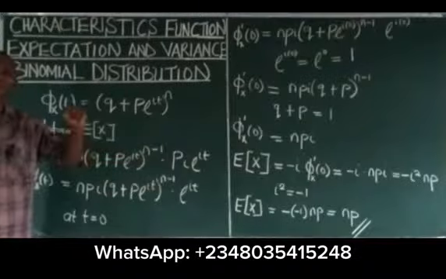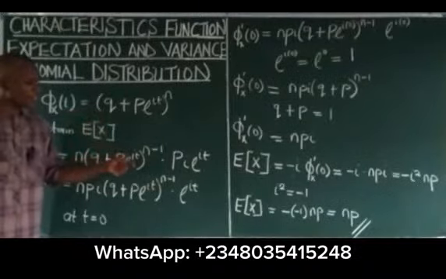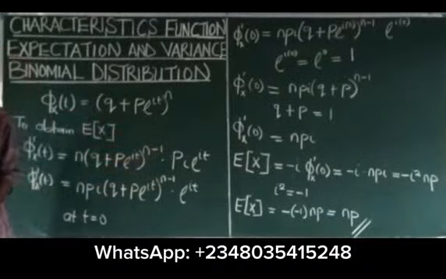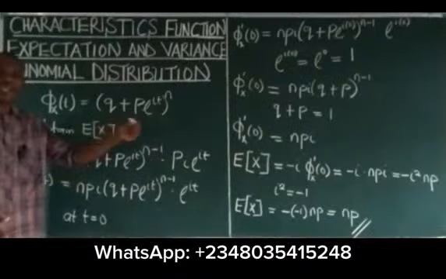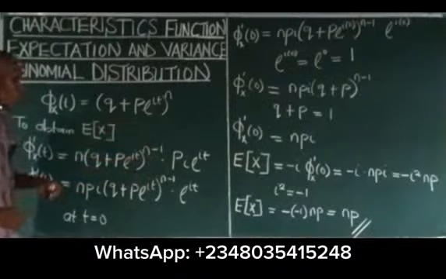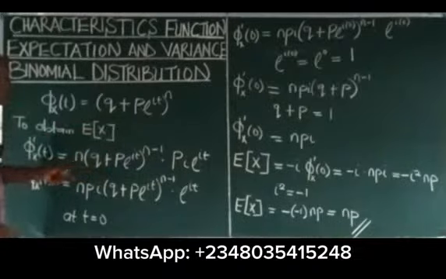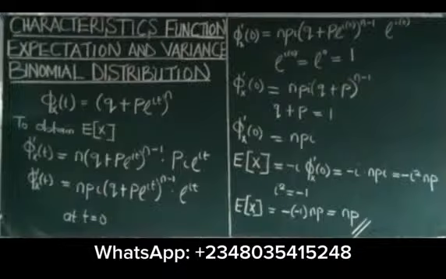The next thing to do is to find the expected value of x squared. The expected value of x squared will now enable us to obtain the variance. So we move over to this other side. We should recall that when we differentiated this, we got this.